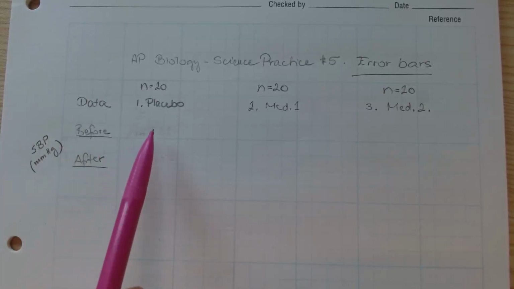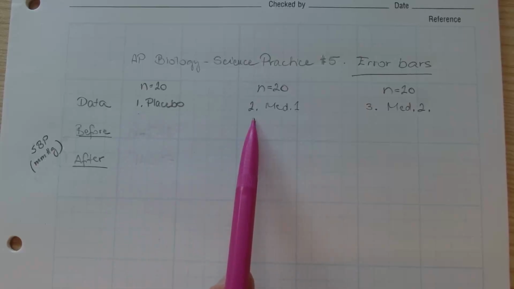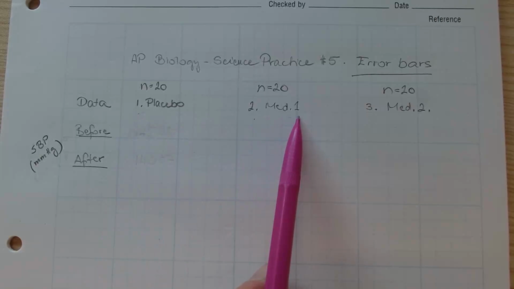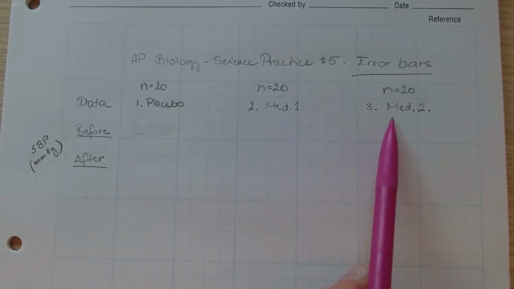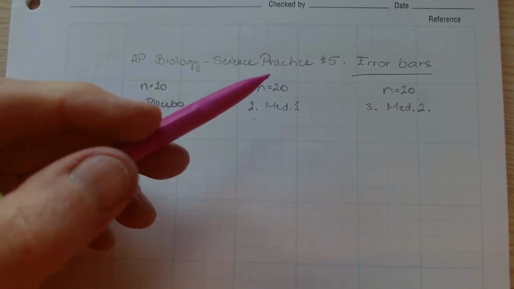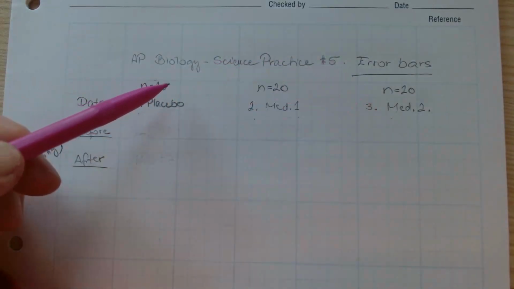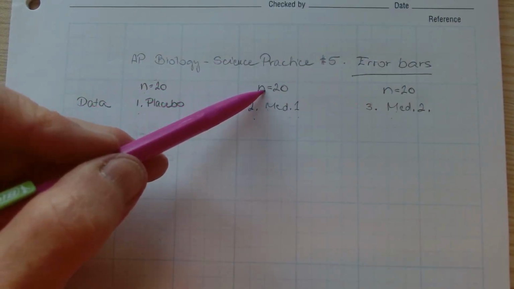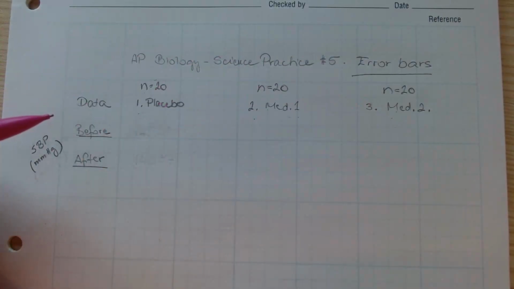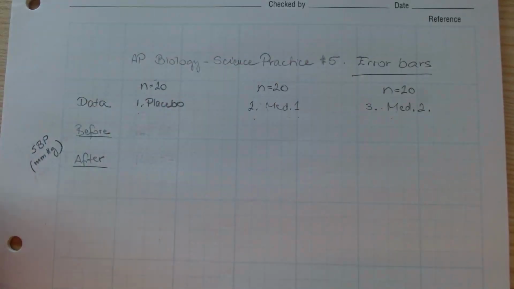three groups are going to be involved. The placebo group. Group 2 is the medication, the one type of medication, and the third group is another type of medication. We measure the before and after blood pressure with the placebo, medication 1 and medication 2. Each time we have 20 people as the size of the sample for each independent variable.